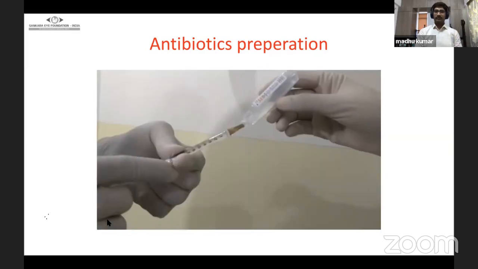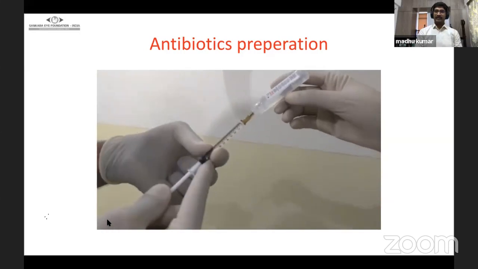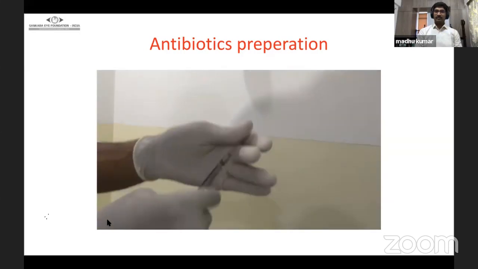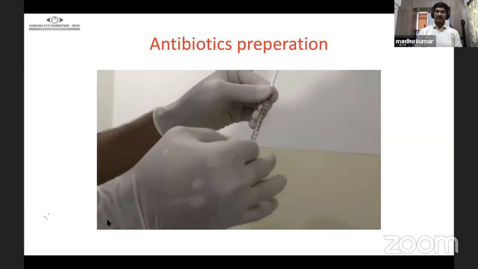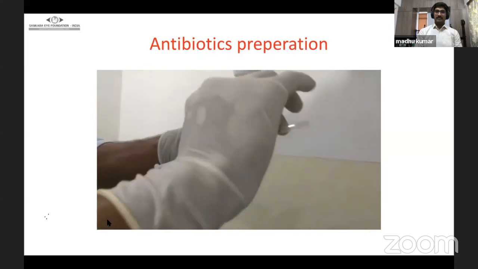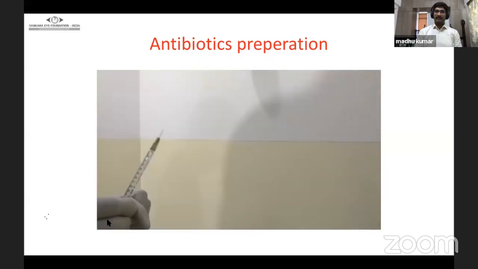Again, this is how you prepare the dilution technique. You need to make sure that you withdraw the drug, use an air bubble, and make sure that it moves up and down, thereby allowing enough mixing of the drug.